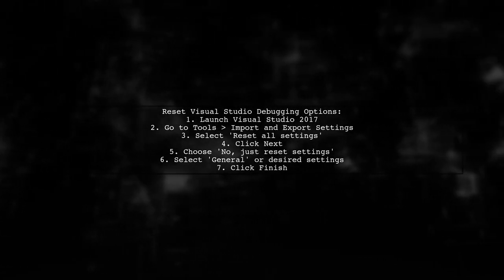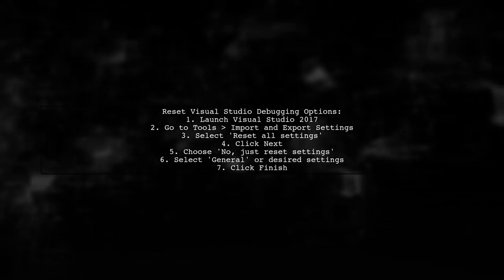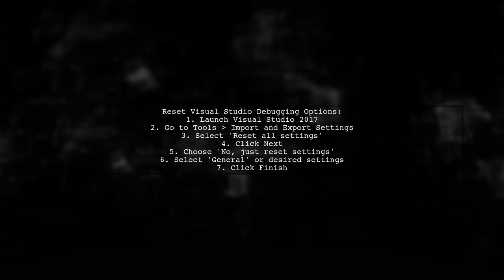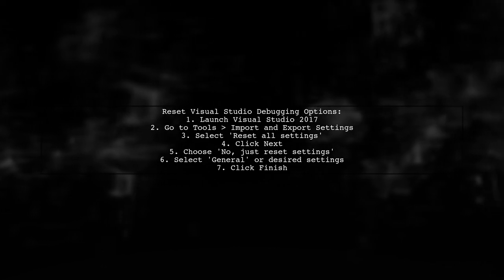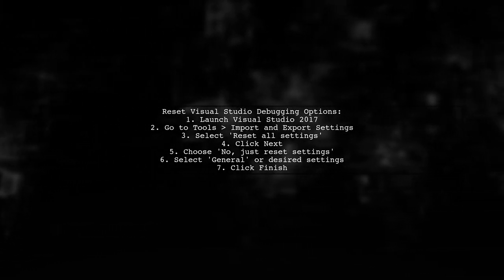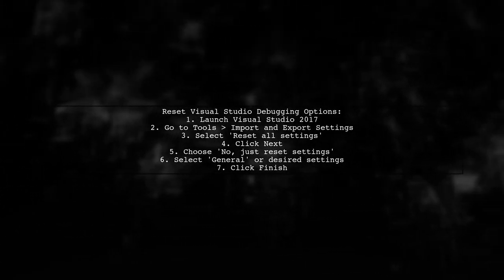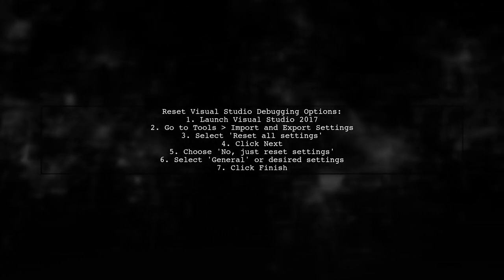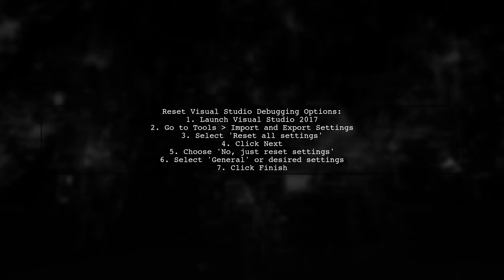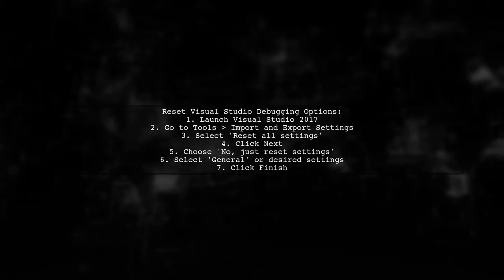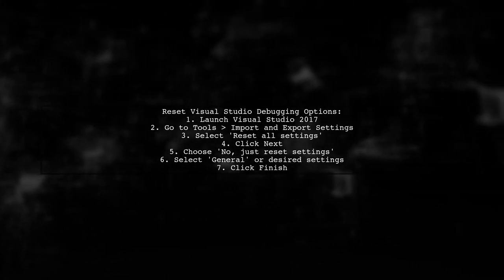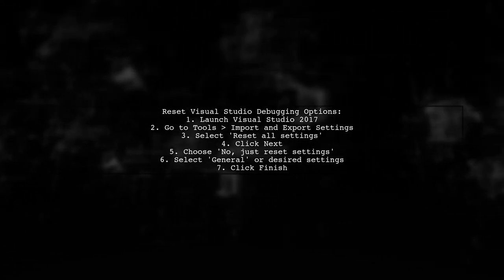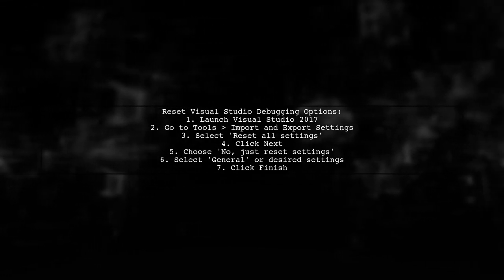To reset Visual Studio debugging options to default, start by launching Visual Studio 2017. Then, go to the Tools menu and select Import and Export Settings. Choose the Reset All Settings option and click Next. If you want to overwrite your current settings, select No, just Reset Settings. Finally, choose General or the specific settings you want to restore and click Finish.